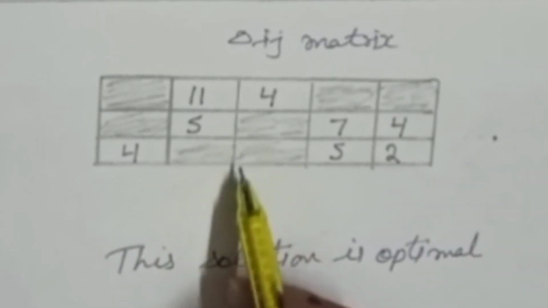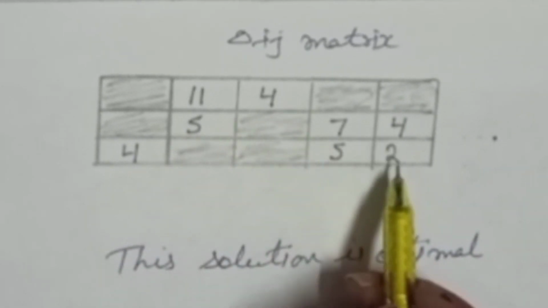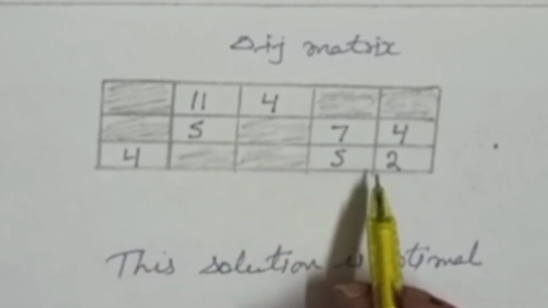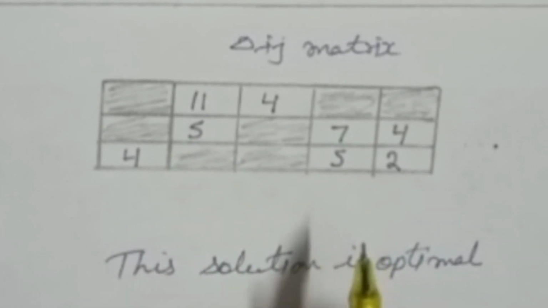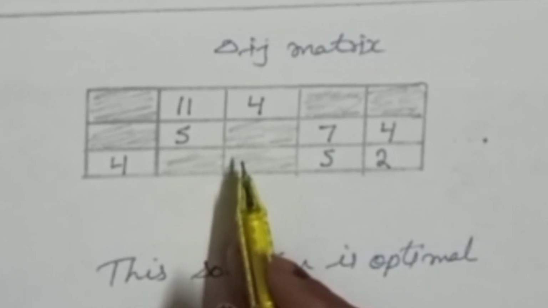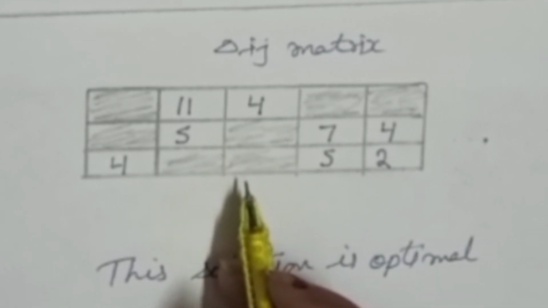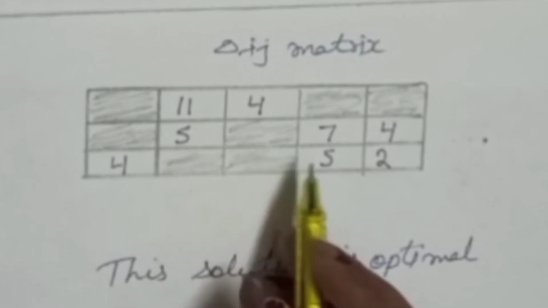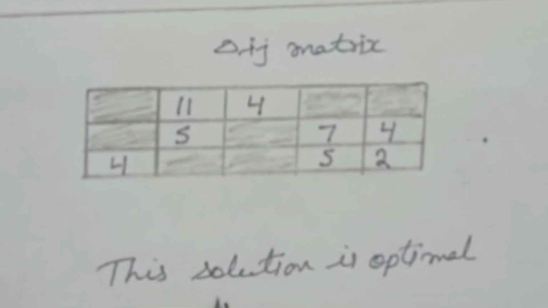So students, you can see here we have all positive values. So we don't have any negative value. So we can say our solution is optimal. If we get any negative value, then we will have to do reallocation. But now we have all positive values. So you can say our solution is optimal.